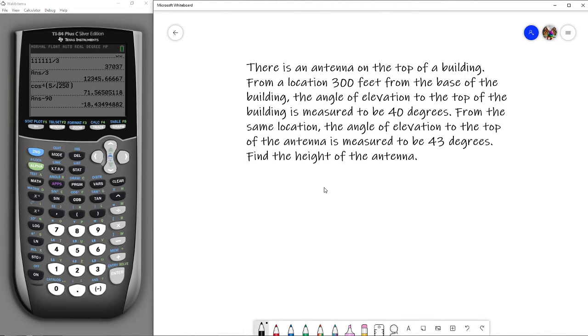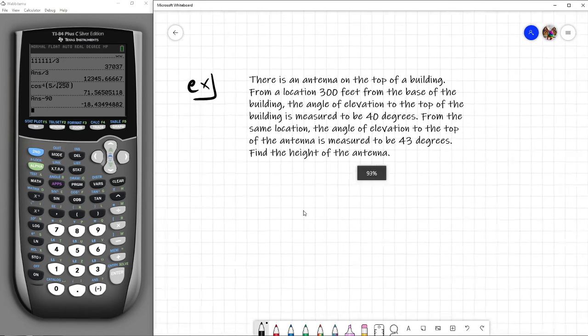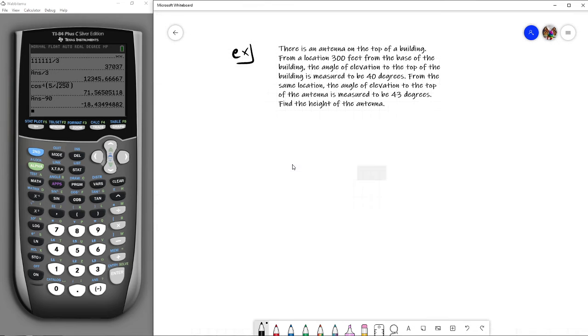So, there is an antenna on top of a building. From a location 300 feet from the base of the building, the angle of elevation to the top of the building is measured to be 40 degrees. From the same location, the angle of elevation to the top of the antenna is measured to be 43 degrees. Find the height of the antenna. Okay, so whenever you do word problems like this, we should draw a picture.